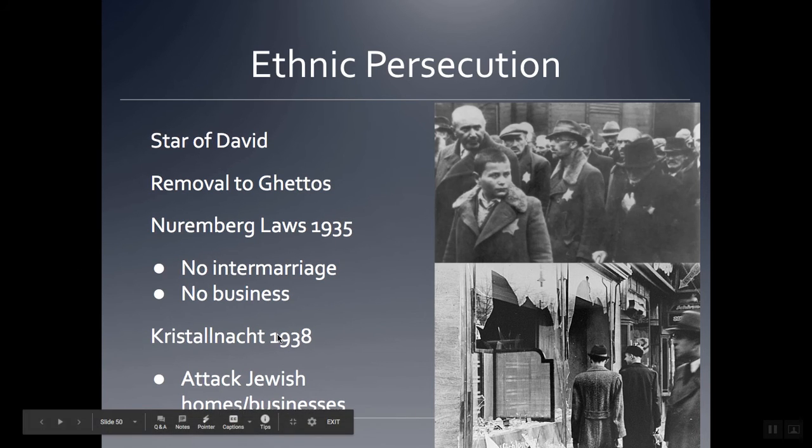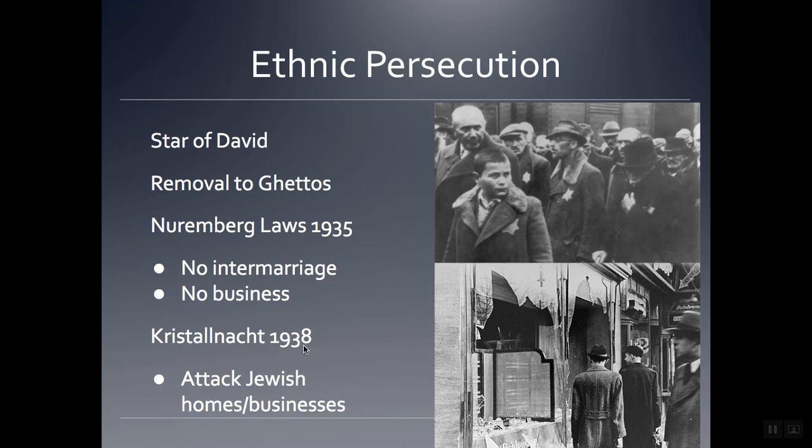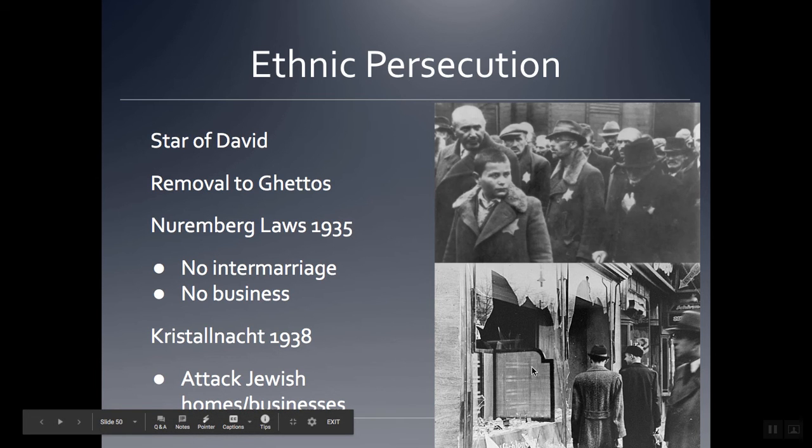A classic example of this ethnic persecution was Kristallnacht, which took place in 1938. This is the German word for the Night of Broken Glass, because Hitler authorized, through Heinrich Himmler, who was his chief of police, an order that Germans could attack Jewish homes and businesses. And so this night they broke into homes and businesses, broke the glass, looted stores, and they were allowed to do it. It was like the law encouraged them to.